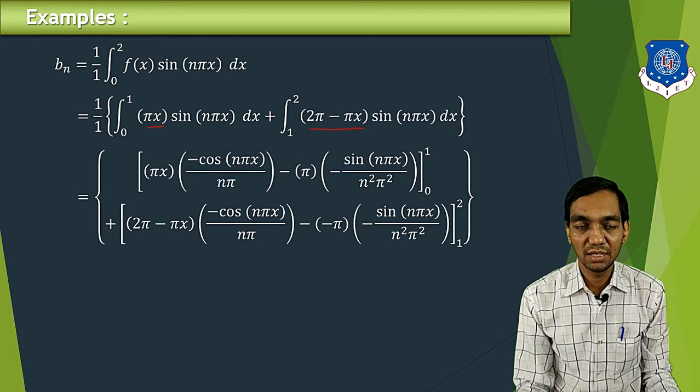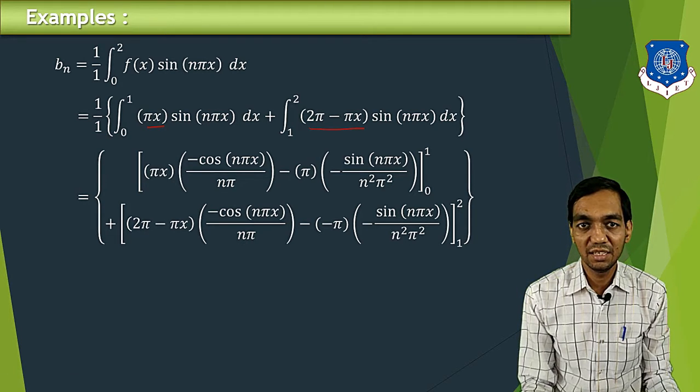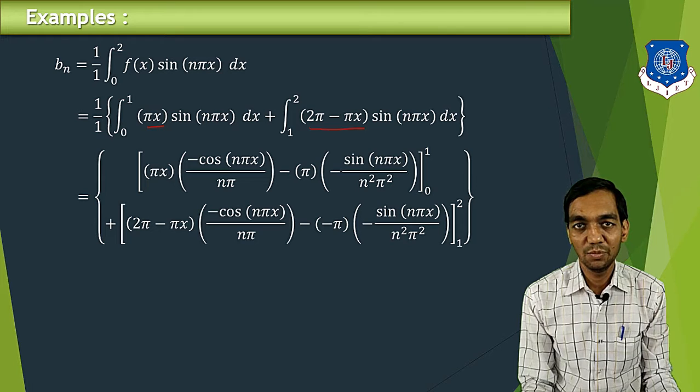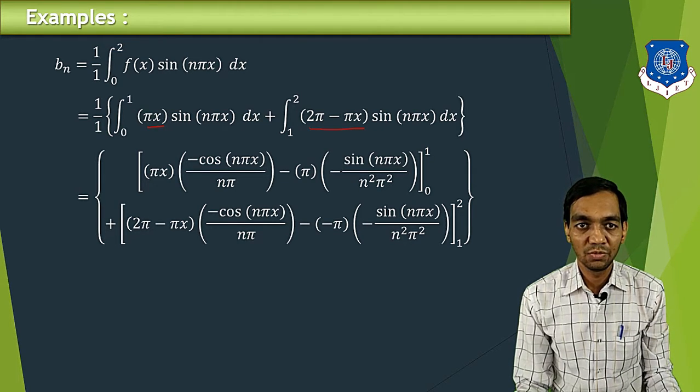In the same manner here, you are using integration by parts, so it will be (2π − πx) into sine's integration, −cos nπx upon nπ, minus the derivative of this term, that will be −π, and again the integration of this term, so minus cos's integration, −sin nπx upon n²π². So the limit is from 1 to 2.